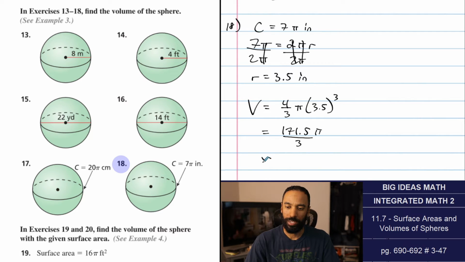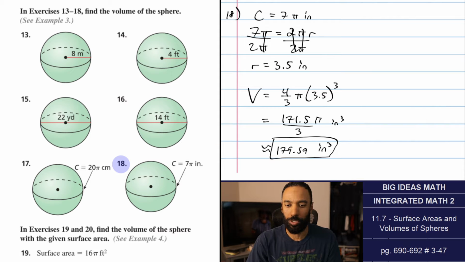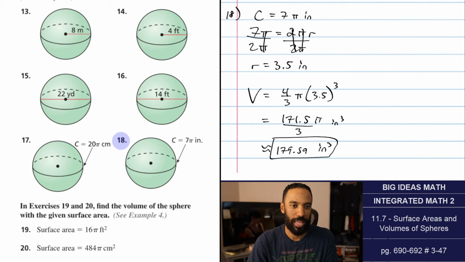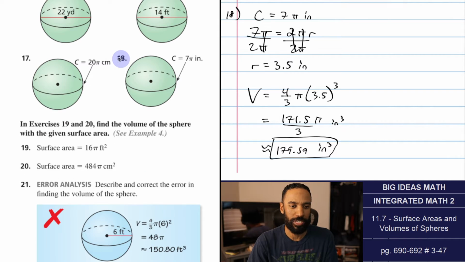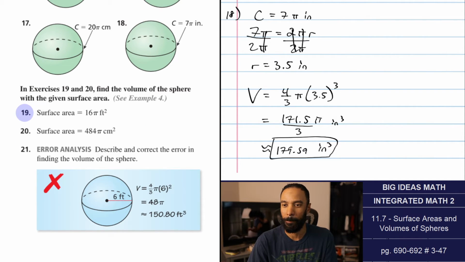179.59. Oh, this is cubic inches. And that is number 18. So good old drill and kill there. I am pretty good on time, still under the half hour as of so far. We have 47 problems to do, and those were the drill and kills. We're probably going to get to longer ones now.